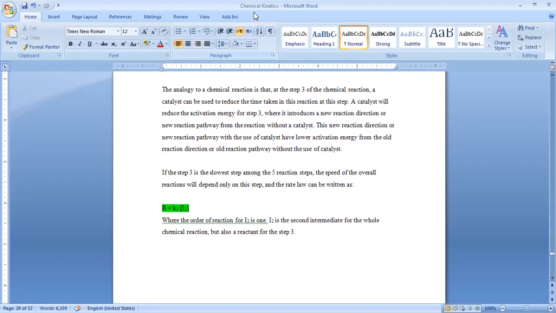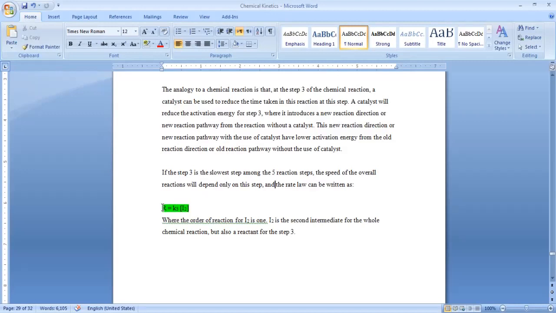Okay, so now for example, you go back to the rate law. In the rate law, we say that the rate depends on the rate constant. This R is basically the rate or the speed of the whole reaction. Okay, so if the whole reaction depends on the rate determining step, which is step number 3, then the overall rate of the reaction R equals K3 times I2. K3 is the rate constant for step number 3, and I2 is the intermediate, which is the reactant for stage number 3.